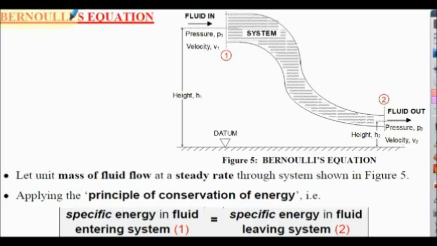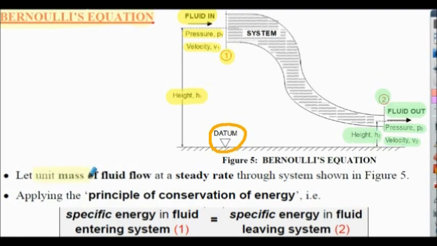Let's now consider Bernoulli's equation. The diagram on the right hand side shows a hydraulic system having fluid in at position 1 here. We have a pressure P1 in the fluid and a velocity V1, and we have fluid out at position 2 here, where we have pressure P2 in the fluid and velocity V2. Notice the heights are measured from the datum shown here. This is height H1, this is height H2.